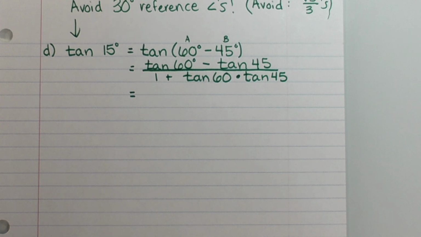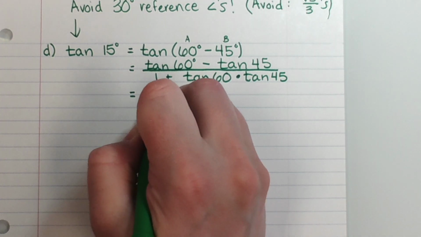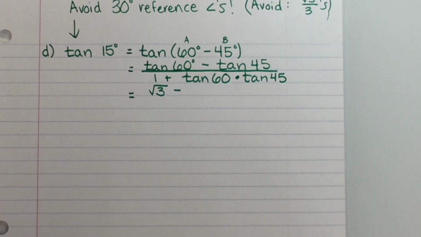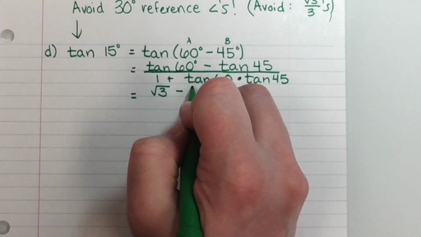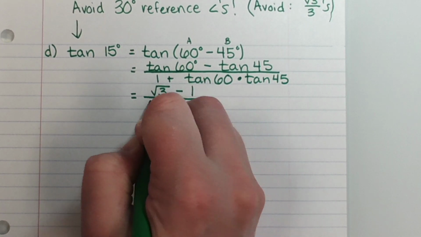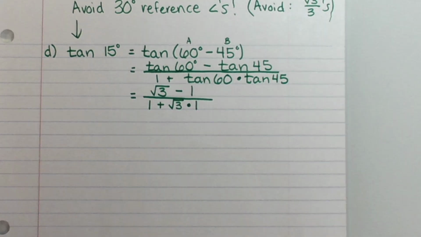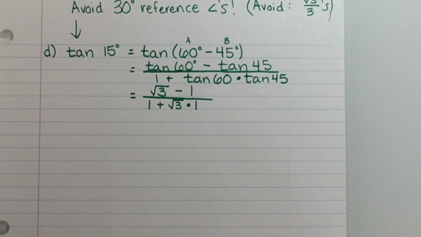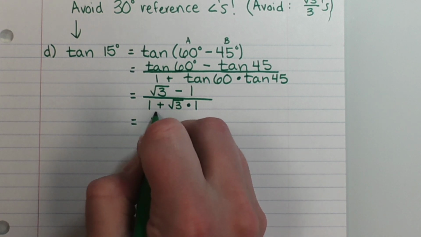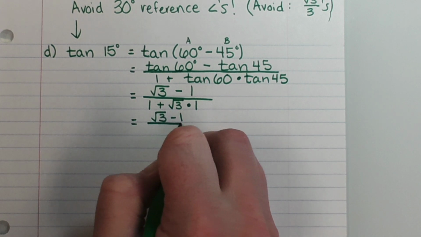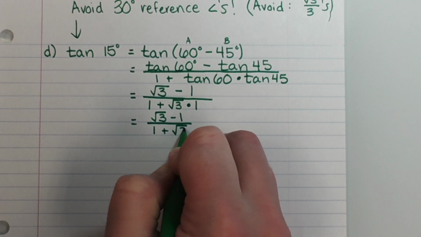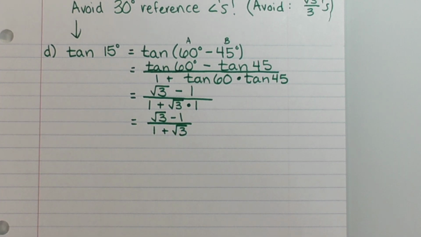Tangent of 60 degrees, square root of 3, minus tangent of 45 degrees, 1, over 1, plus tangent of 60, we just said was root 3, and tangent of 45 was 1. If I go to simplify, do I really need square root of 3 times 1? No. Square root of 3 minus 1 over 1 plus square root of 3. I cannot leave that because I cannot leave square roots in the denominator, so we are not done with this one.